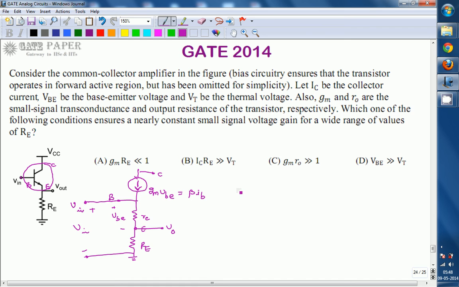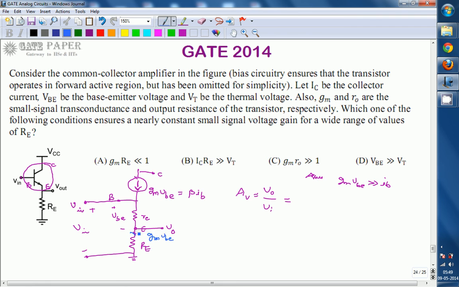The voltage gain is AV, which is V0 divided by Vi. V0 is the voltage across Re. Assume the current gm VBE is flowing, and the same current flows through this. Assume gm VBE is very large compared to IB, so that IE, the current flowing through small re and capital Re, is also the same as gm VBE.